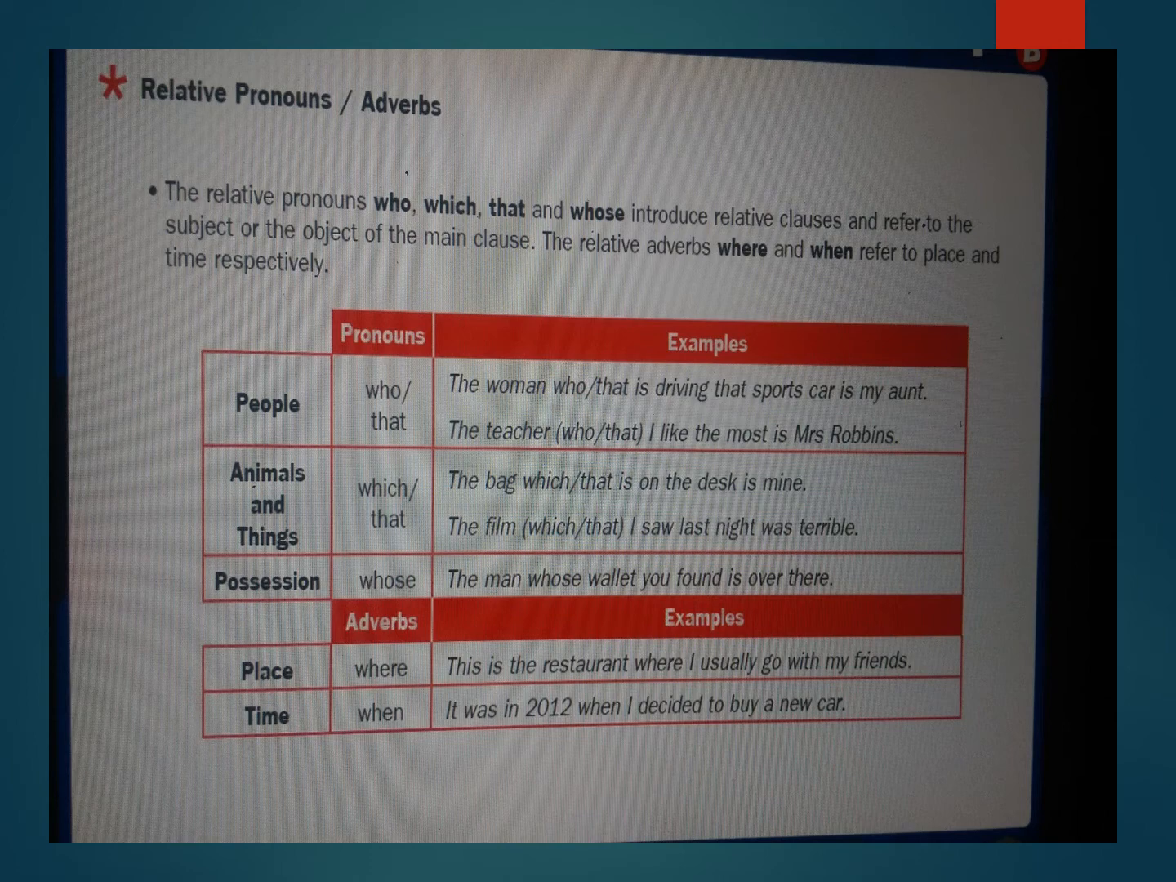The relative pronouns who, which, that and whose introduce relative clauses and refer to the subject. The sentence is like that: subject, verb, object. The relative clause with who or which or that refers to the subject. Okay? Who can complete?